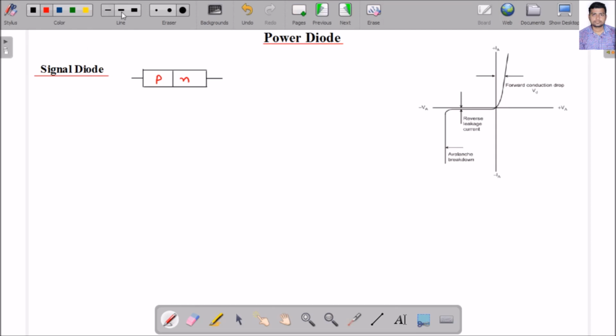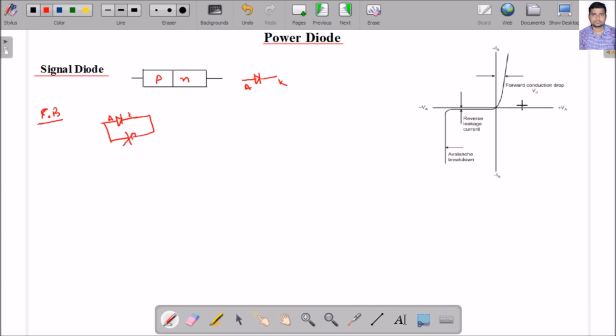Let me consider first the forward bias condition. What is the symbol of diode? This is the symbol of the diode. This is the anode and this is the cathode. What is forward bias? When the anode is more positive with respect to the cathode, then the diode is known as forward biased.